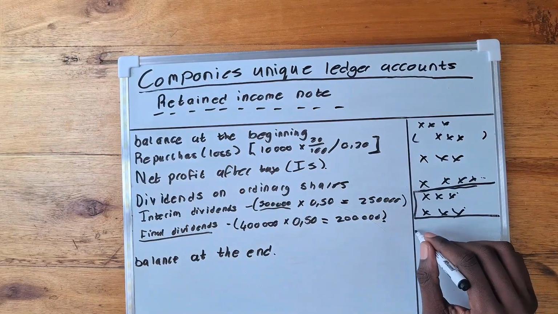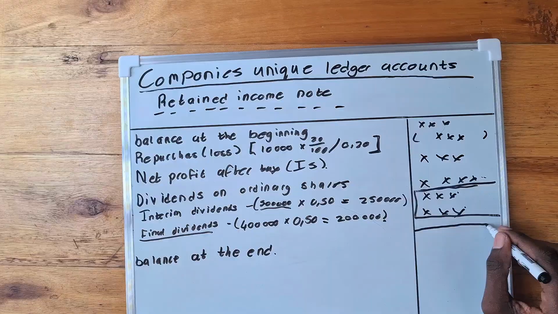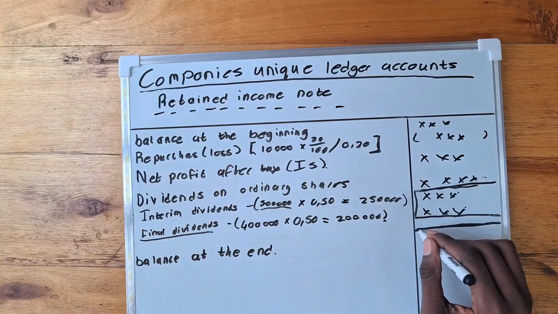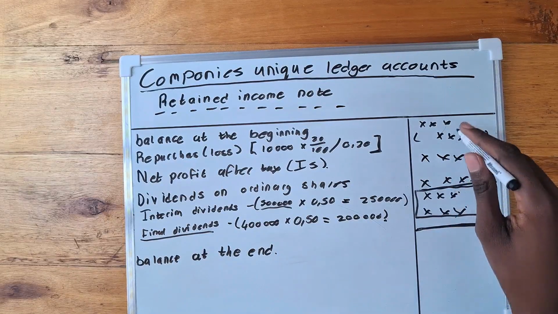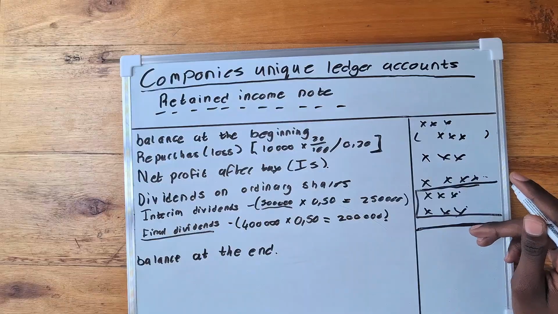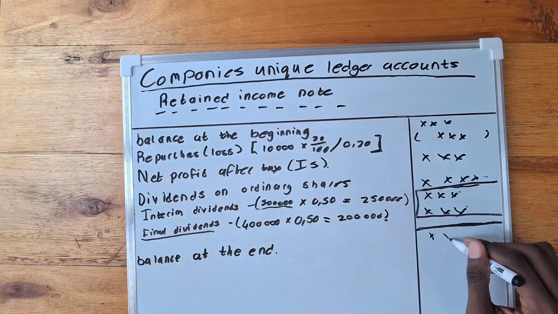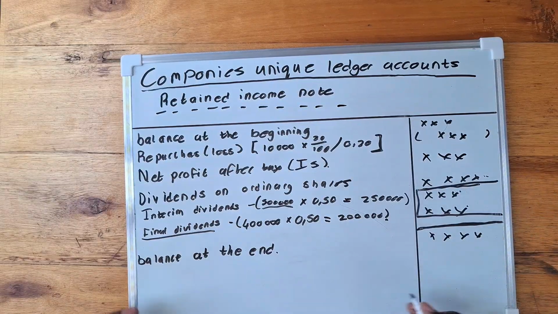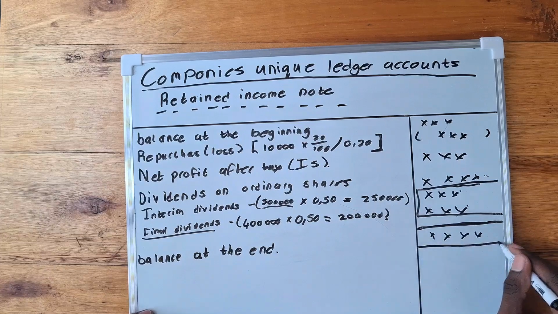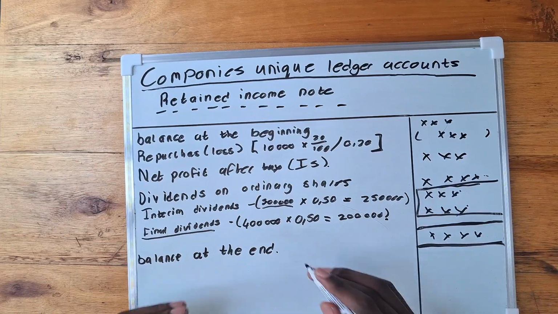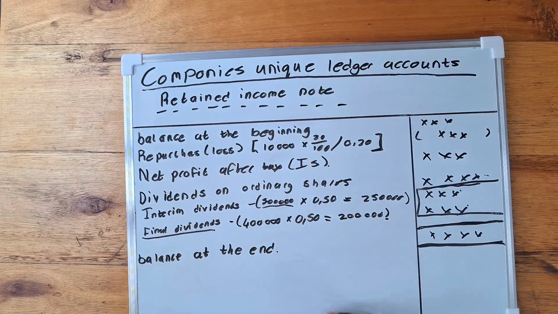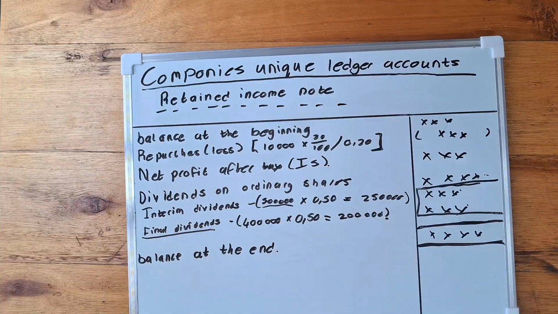So the first thing you need to do is to draw your first line. Now remember why we use the first line: it is to show that you are performing your calculations, right? Then you get your final amount. Then since we are done, you now close off the line. So we are now done. You can no longer write until the bottom here. So yeah, we have covered the retained income note.